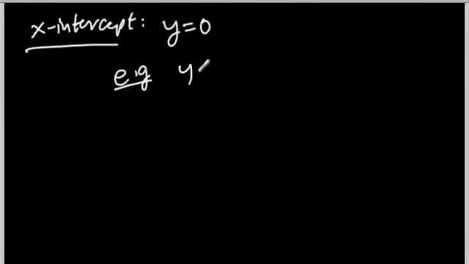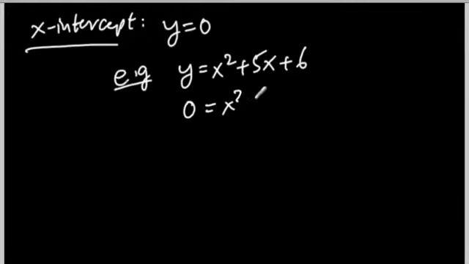We can do y equals x squared plus 5x plus 6. Now if I set y equals 0, we have x squared plus 5x plus 6 equals 0, and now the question is to solve for x. We haven't really learned how to solve this when it's in standard form, so the best thing to do is to convert into factored form.